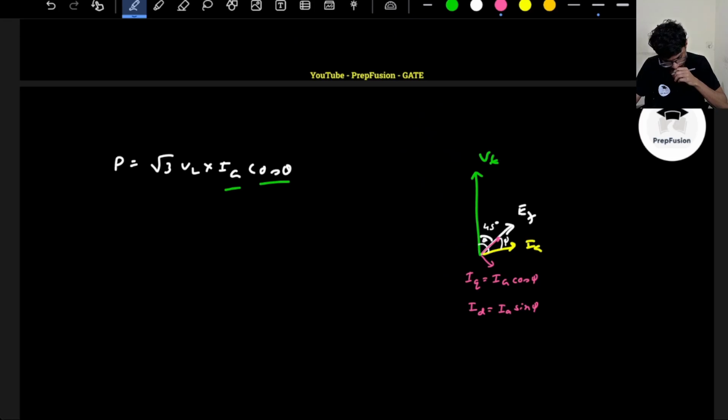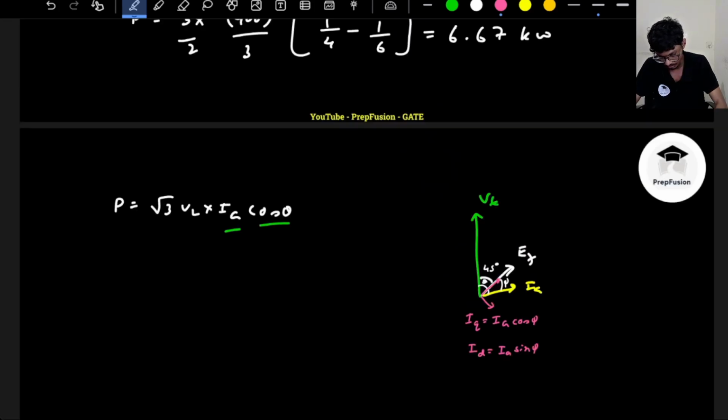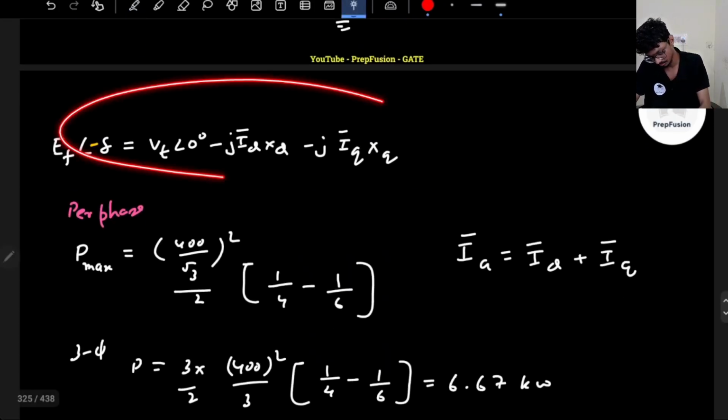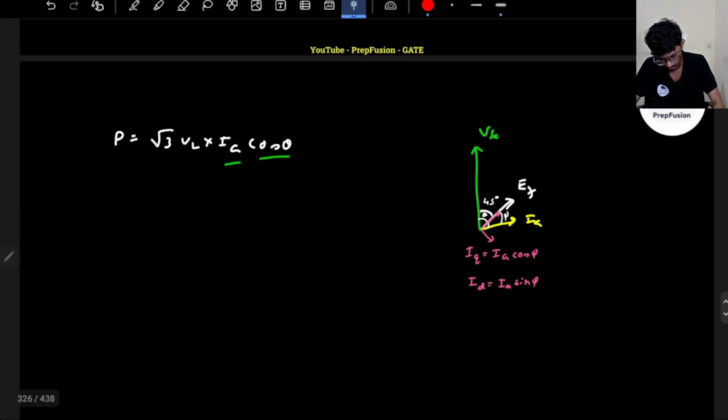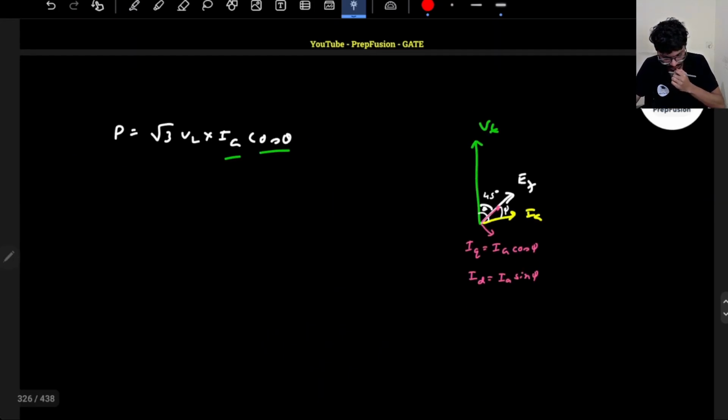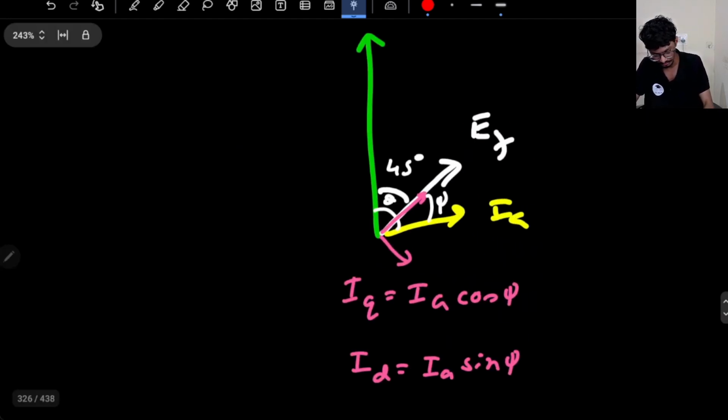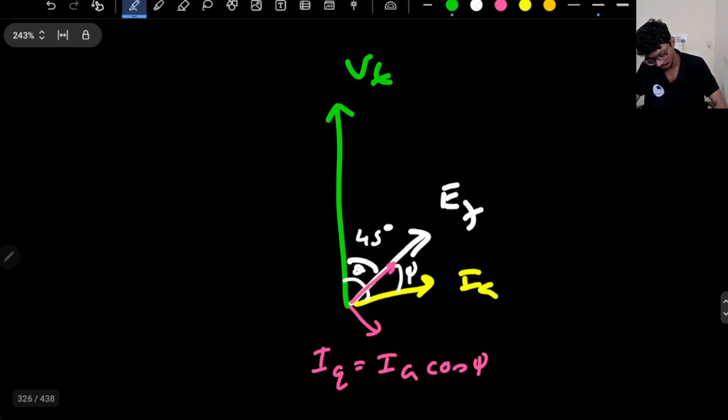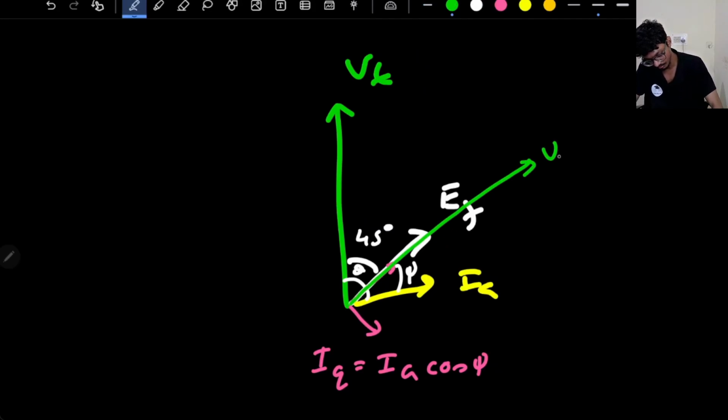So one more thing I can say, right? So this is the equation VT. This VT also will have two components. One will be along EF, the other one will be perpendicular to EF. So the along-EF component will be what? VT cos 45, and the perpendicular-to-EF component will be what? VT sin 45.